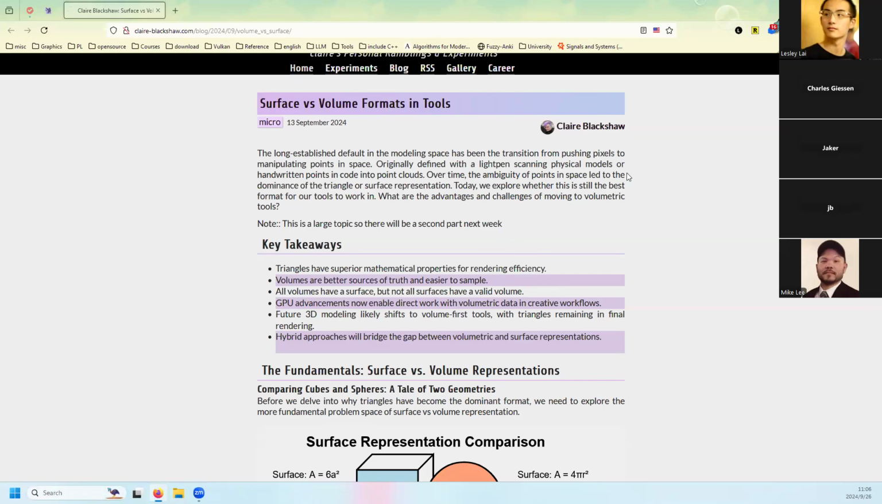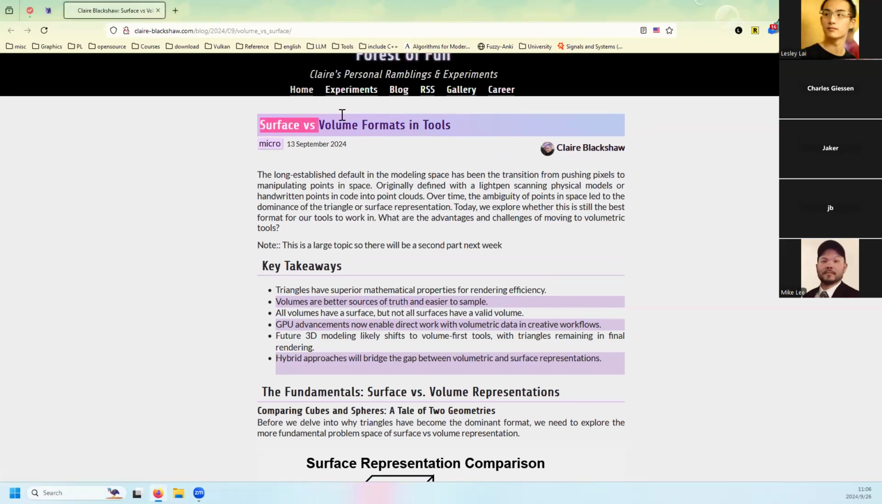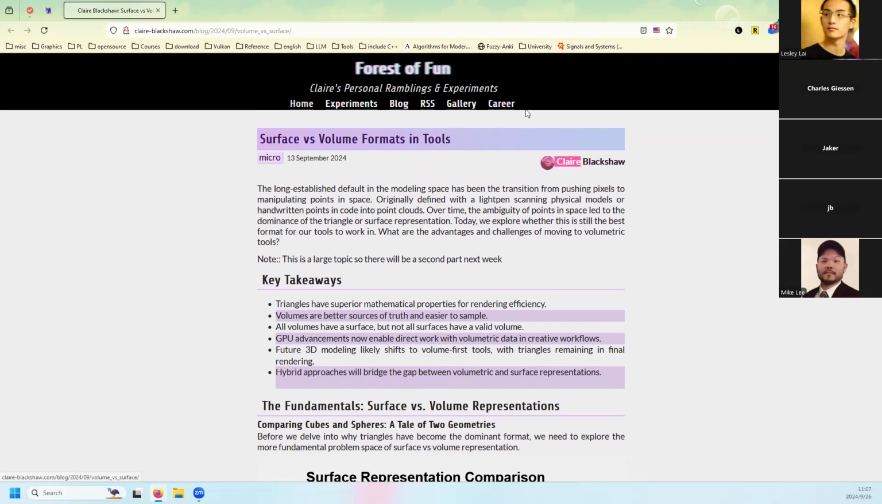Today we will be talking about this article, "Surface versus Volume Modeling Tools" by this person, Claire, that I didn't know before, but I just added this blog to my RSS feed. Seems really nice.